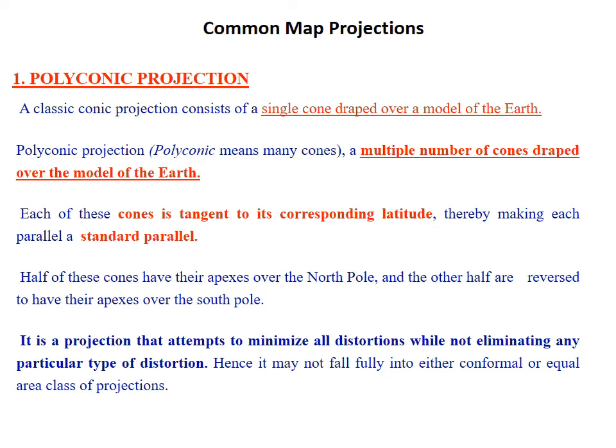Half of these cones have their apexes over the north pole and half of the cones are reversed to have their apexes over the south pole in order to get more standard parallels. So this polyconic projection is a kind of projection that attempts to minimize all distortions while not eliminating any particular type of distortion. Hence, it may not fall fully into either the conformal or equal area class of projections.